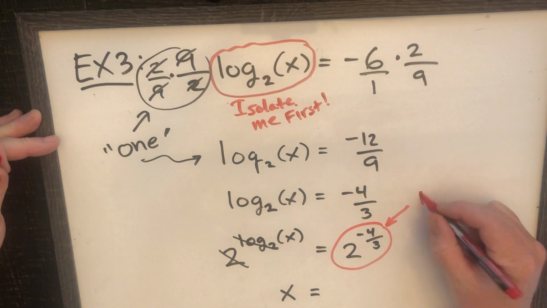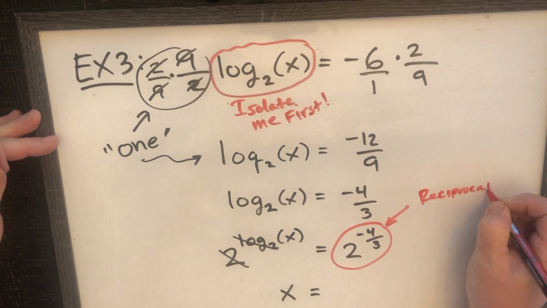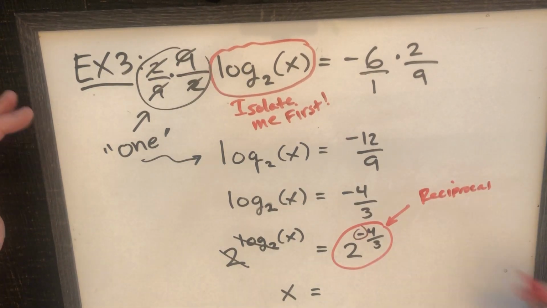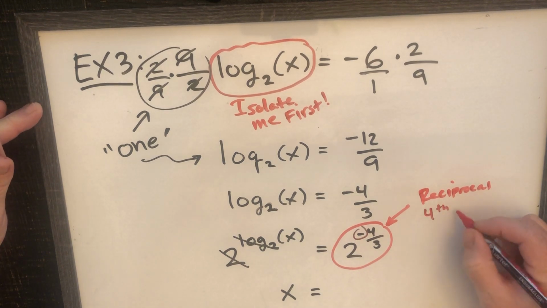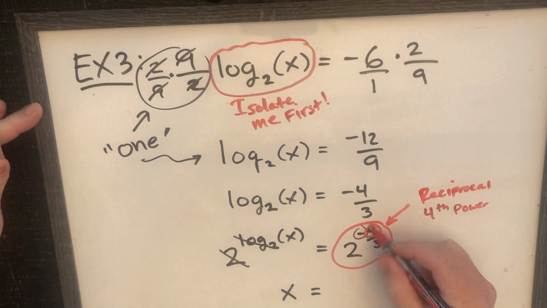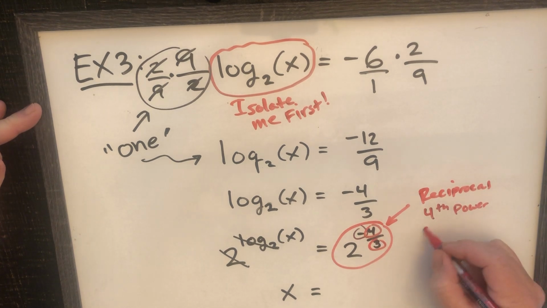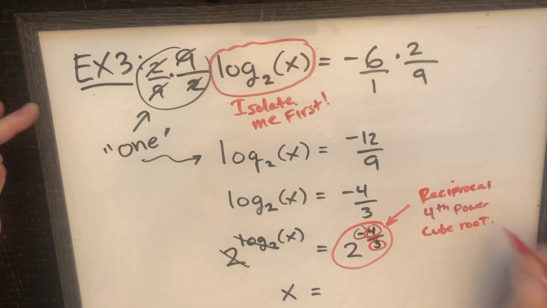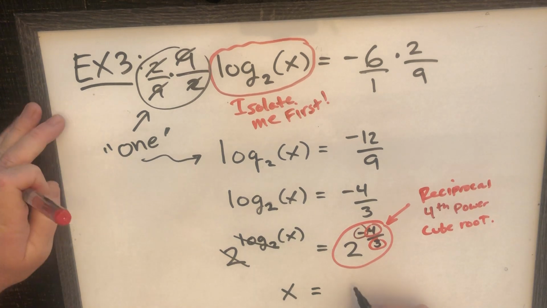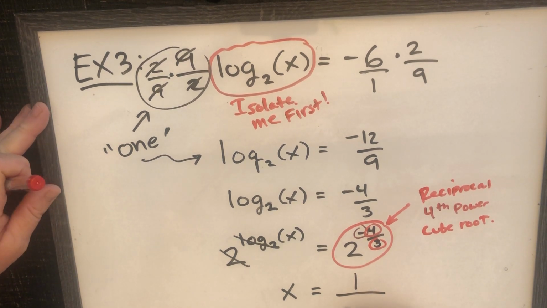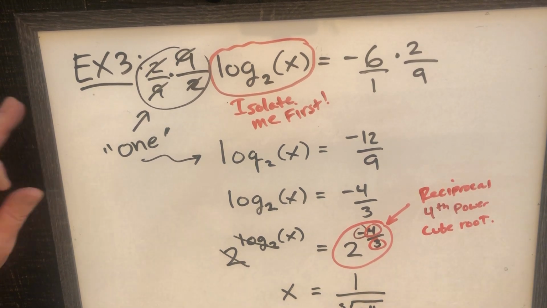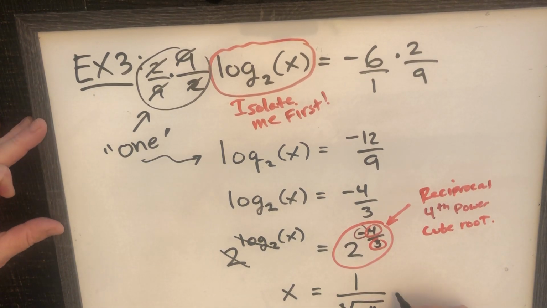This is a reciprocal, because it's negative. It's a 4th power. The numerator is the power. And it's a cube root. So we have 1 over the cube root of the 4th power of 2. In other words, we have 1 over the cube root.